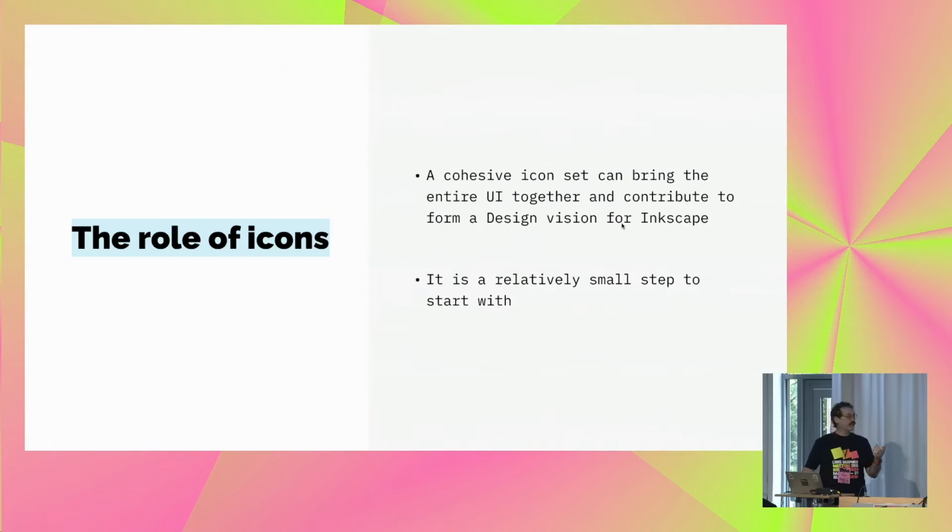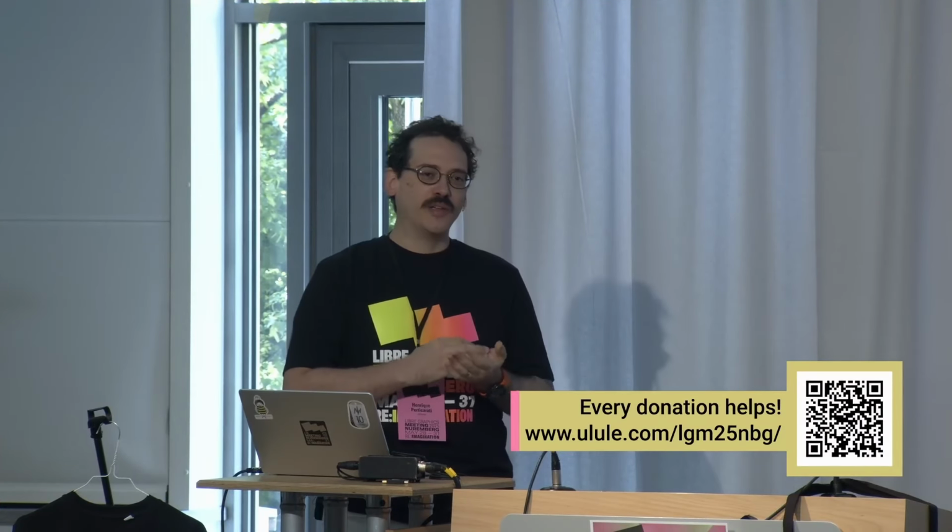So then I started thinking about the role of icons and iconography. A cohesive icon set could bring Inkscape's UI together and help communicate a design vision for Inkscape. It's a relatively small step to start with, creating the icon set, because you just do it and put it in Inkscape's asset folders, and it updates live, so you can see what's working and what's not. But it's not so small, because Inkscape actually has 450-something icons. So if you start it, you should probably finish it.